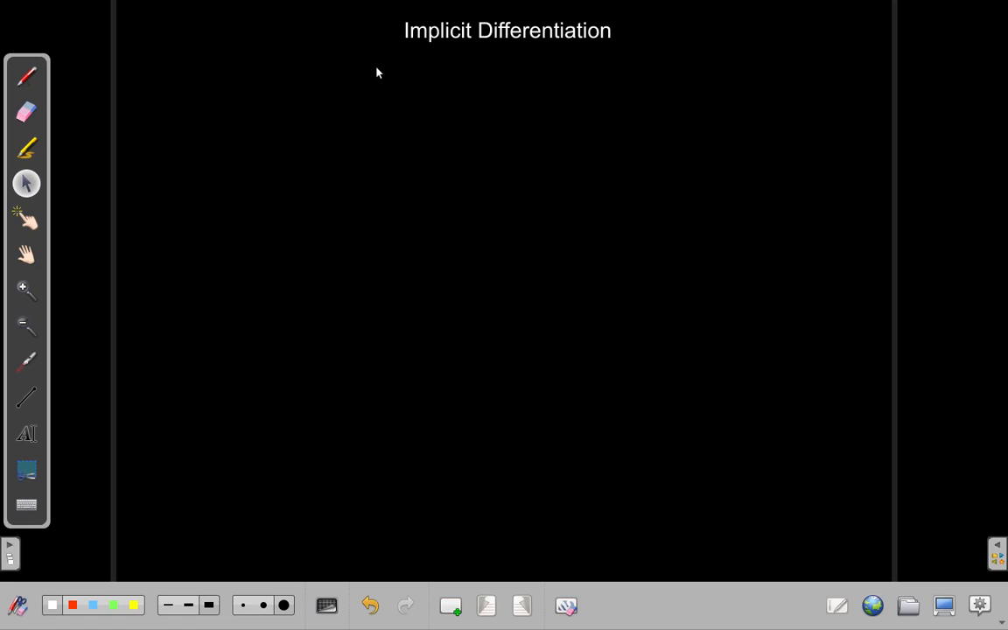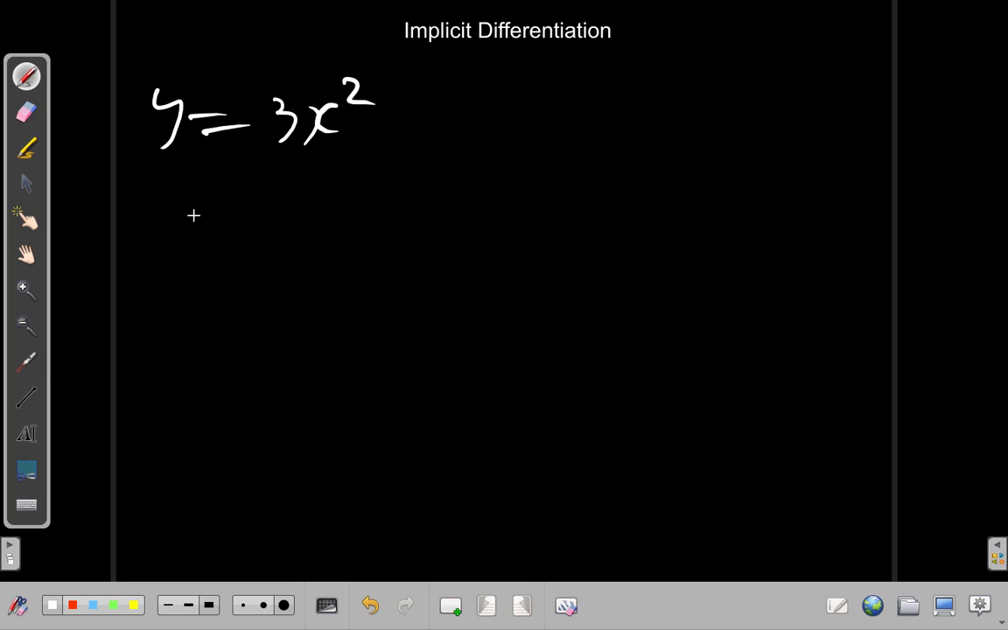Now, the types of functions that we were differentiating before were explicit functions. For example, y is equal to 3x squared. That's an explicit function, meaning you have y, the dependent variable, on one side, clearly separated from x, the independent variable, on the other side. All right?